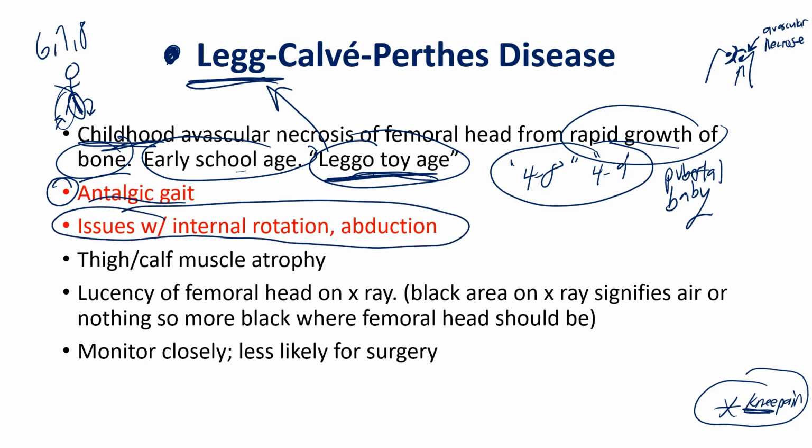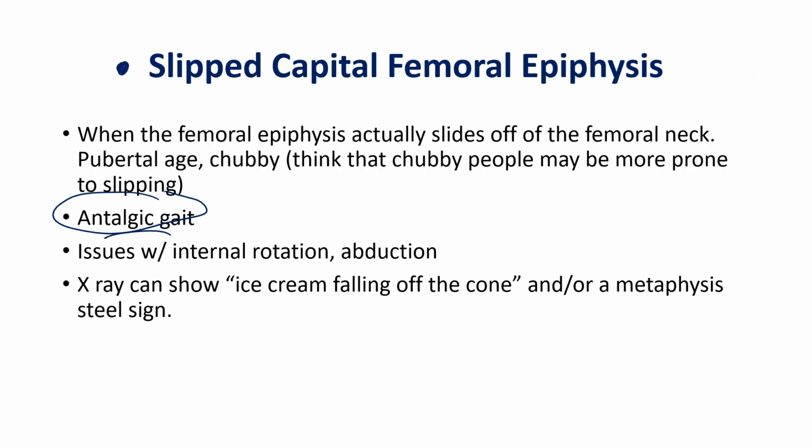I'm going to show you something else. Issues with internal rotation and abduction. So the child's not going to be able to bring their leg outwards, which is called abduction, AB. They're not going to be able to bring that particular leg where the hip is messed up outward, and they're going to struggle with internal rotation, which is when you rotate your leg inward. They're not going to be able to do that, rotating the leg inward, but they can rotate it outward. So you're having issues with antalgic gait, and issues with internal rotation and abduction.